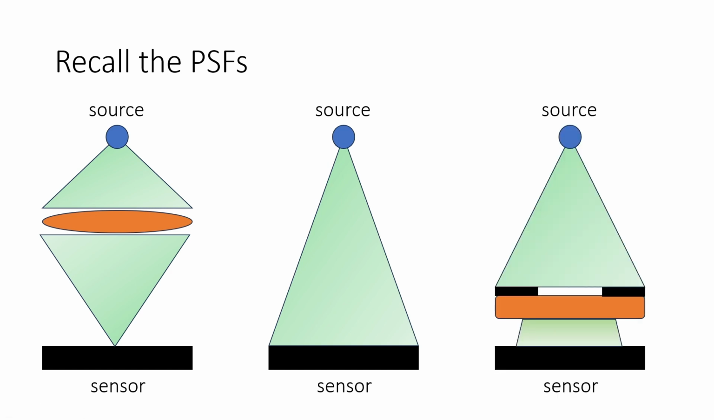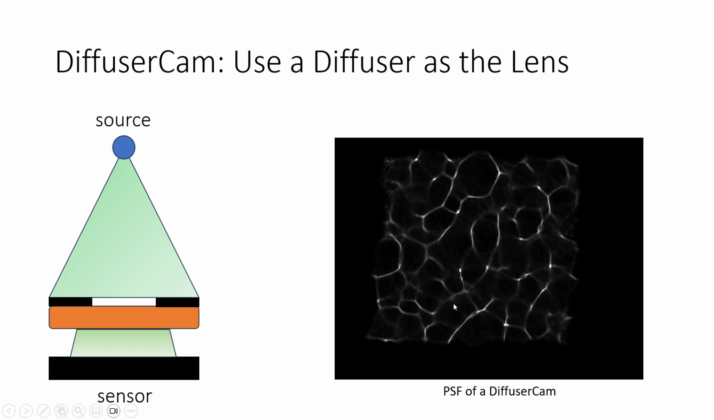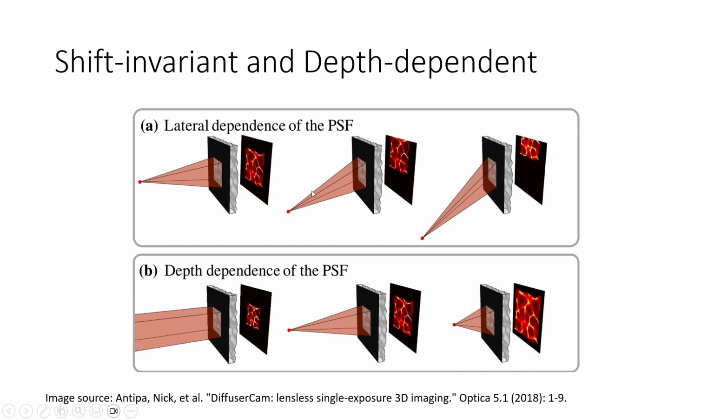But with a diffuser and a small aperture, we might just as well encode the signal, and here is the point spread function of the light source on a diffuser. An interesting feature of this PSF is that it is shift invariant when the depth doesn't change, and if you change the depth, it will just scale the PSF, which could also enable us to reconstruct the depth information.